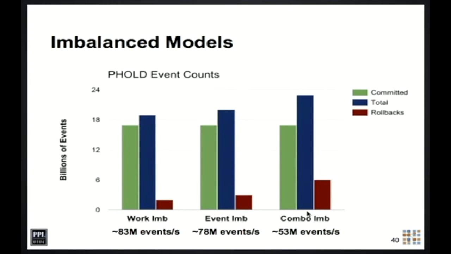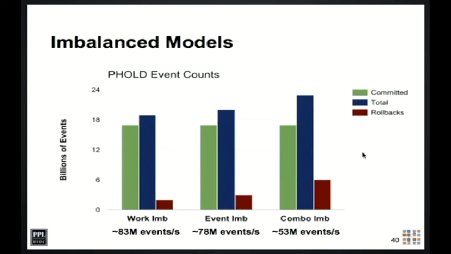So here the blue lines are the total number of events we executed during the simulation, and the red are the rollbacks. So in general, the blue plus the number of rollbacks plus the number of events committed is going to equal the total number of events. So that's where those numbers come from. And we see for the different kinds of imbalance, even though we're only committing, in this case, around 17 billion events, in some cases it's taking 19 billion events, or in the combo case, actually up to 23 billion events to actually get to the final result of our simulation, because we're ending up with less efficiency in our event execution and therefore more rollbacks.